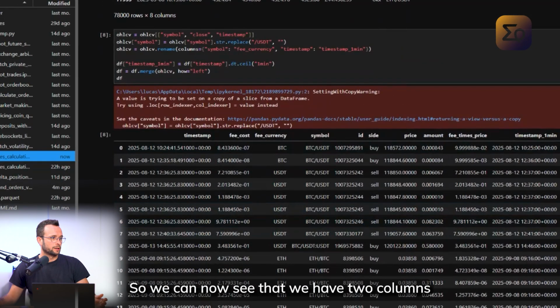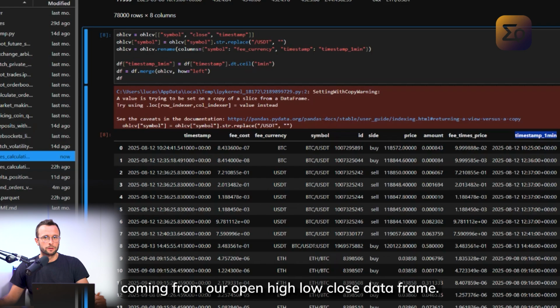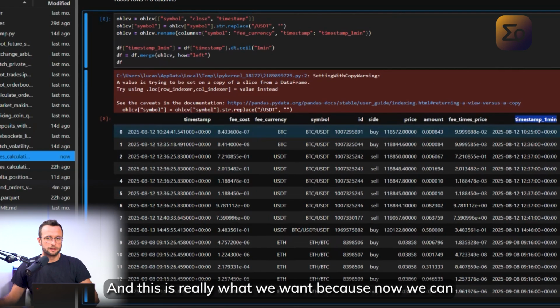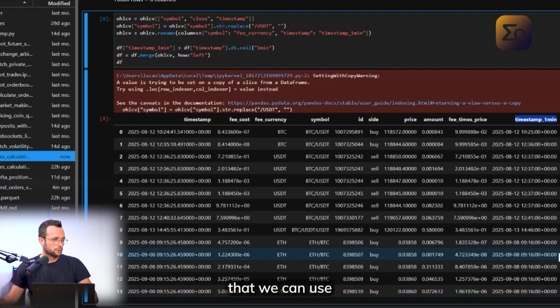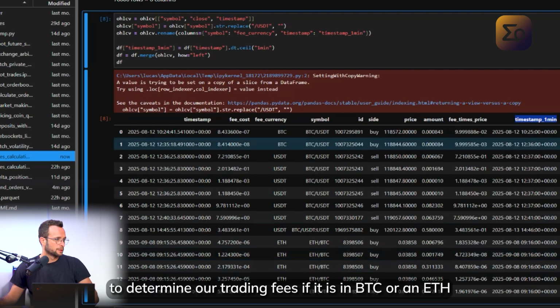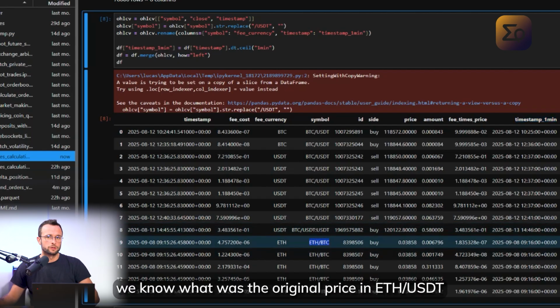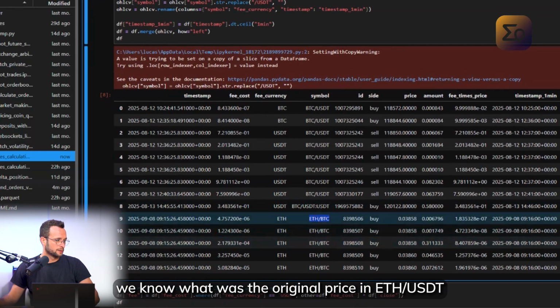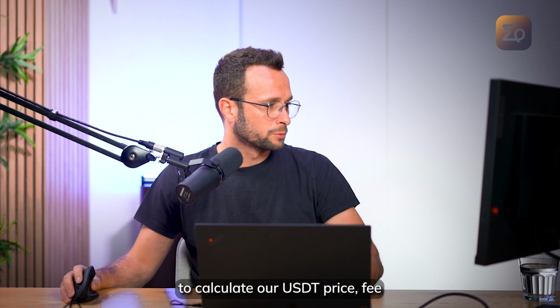Great. So we can now see that we have two columns which have been added, the timestamp 1 minute column and the close column coming from our open, high, low, close data frame. And this is really what we want because now we have a single price reference that we can use to determine our trading fees if it is in BTC or in ETH. So even though here, for instance, the symbol was ETH BTC, we know what was the original price in ETH USDT. And so now it's going to be quite easy to calculate our USDT price fee.